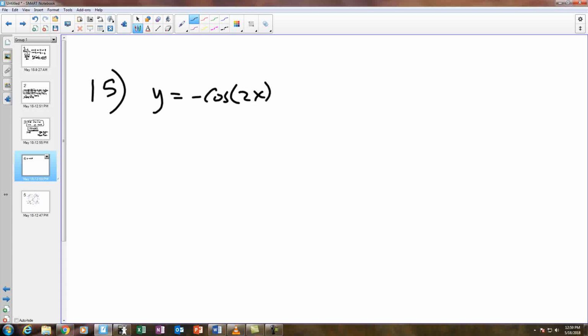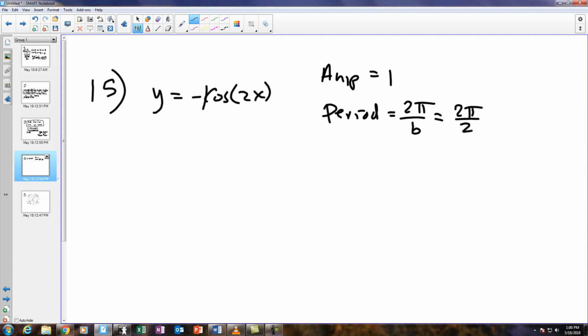Two things we typically look for are the amplitude, which is always the number in front of the trig function. In this case, it's a -1, but we always take the opposite value, so it turns out to be a 1. And then the period for a sine or cosine is 2 pi over b. B is the number that's multiplied by x. That'd be 2 pi over 2, which is just pi.